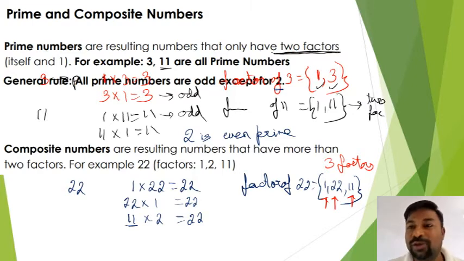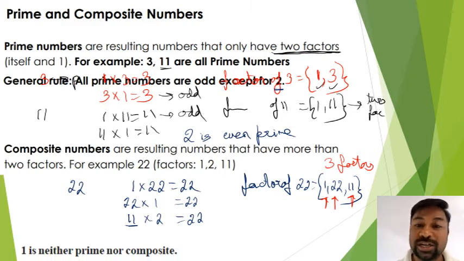Yes. So any number which is having more than 2 factors is called a composite number. So what's the general rule?